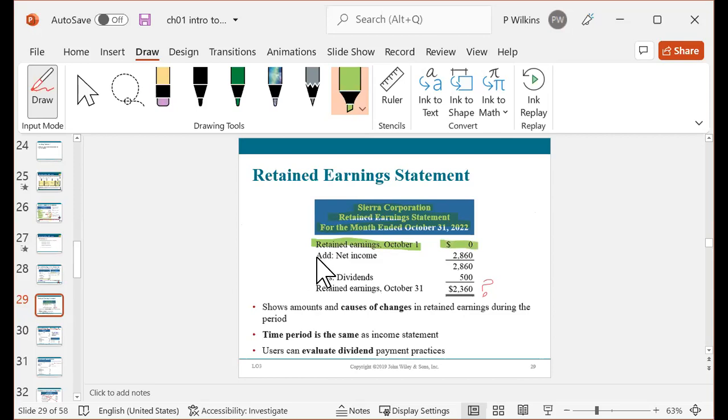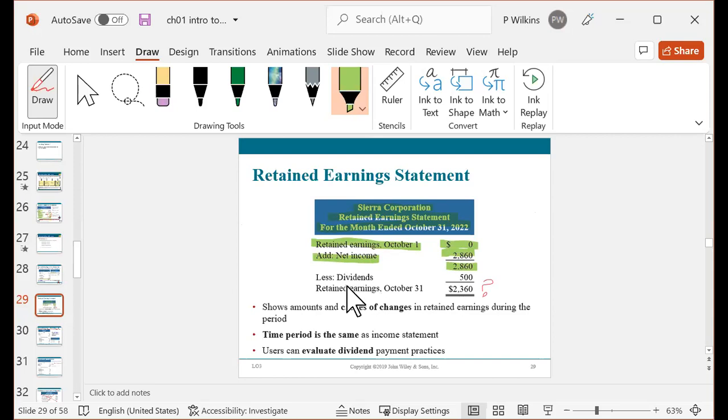Your next step is you're going to actually type in the words, or in Wiley, you start to type add, and then you'll have a drop down. You add net income, and this net income is coming from the income statement we just did, right? Okay, so we're going to add the net income. So 0 plus 2860 is 2860. The subtotal there of 2860 has no title to it or anything. It's just a line and then it's 2860.